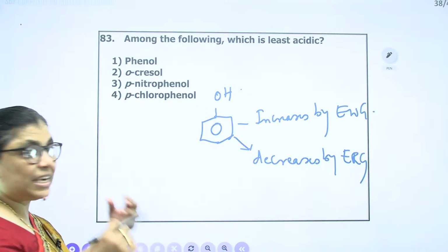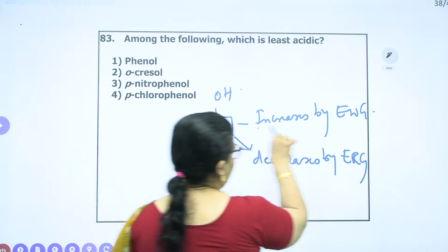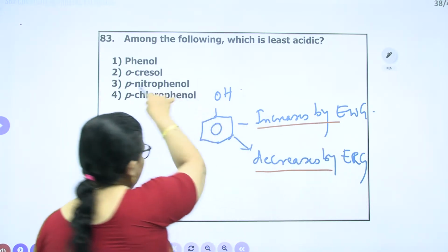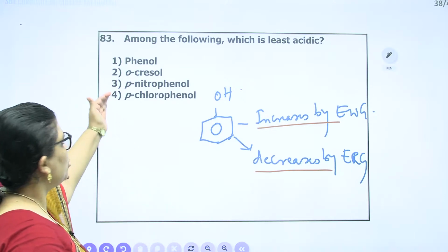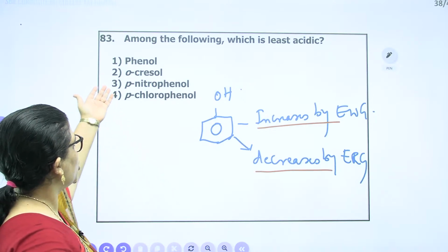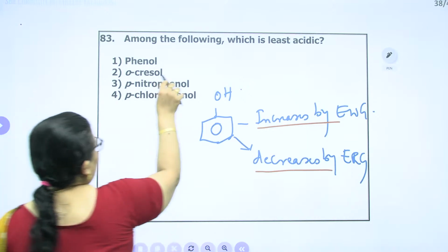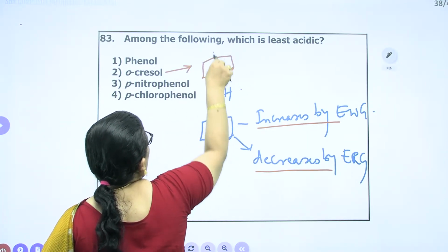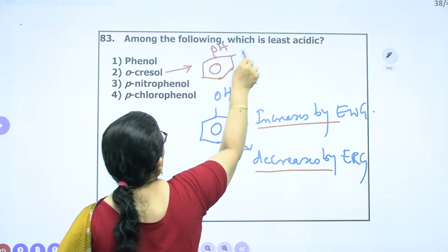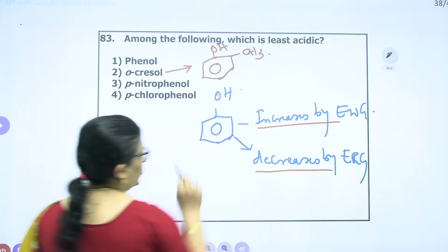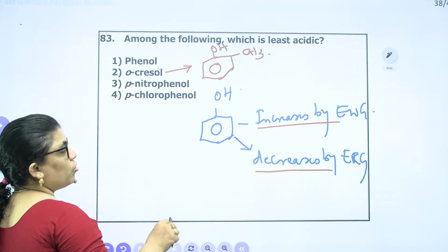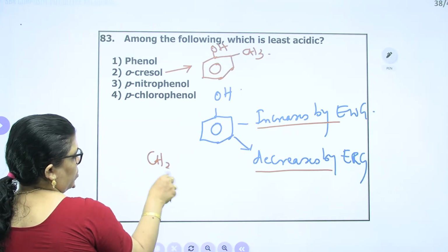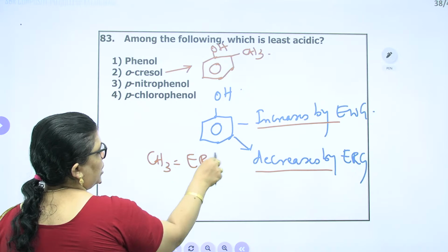Electron releasing group. By keeping these two concepts in our mind, we'll come to the point. Phenol itself will be acidic in nature. Ortho-cresol, we'll write the structure of ortho-cresol, C6H5OH. At the ortho position, there is a methyl group, and methyl group is an electron releasing group.